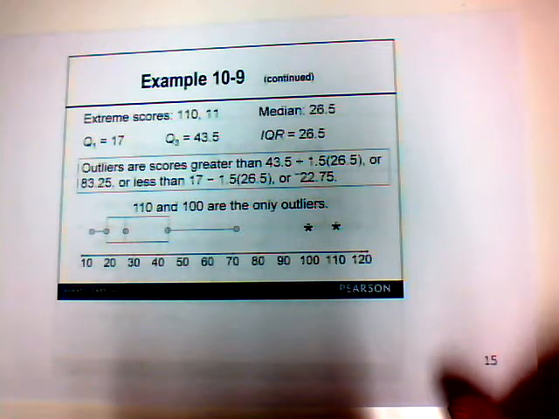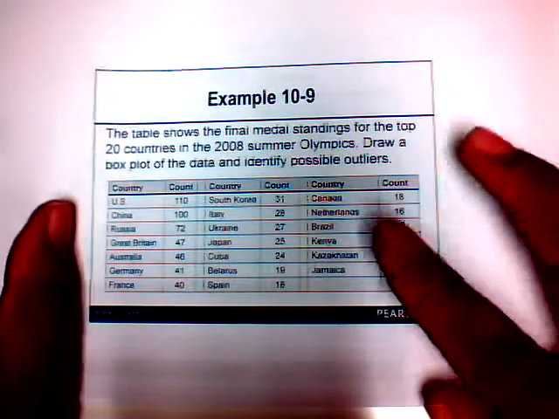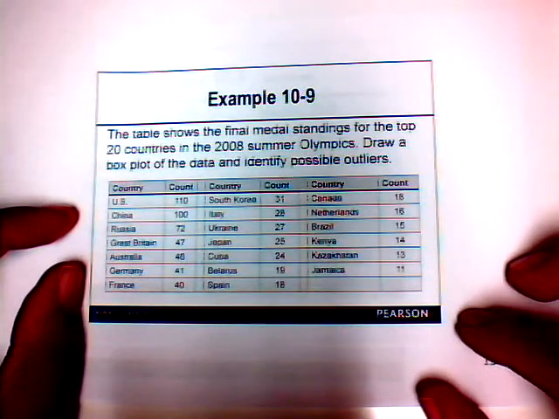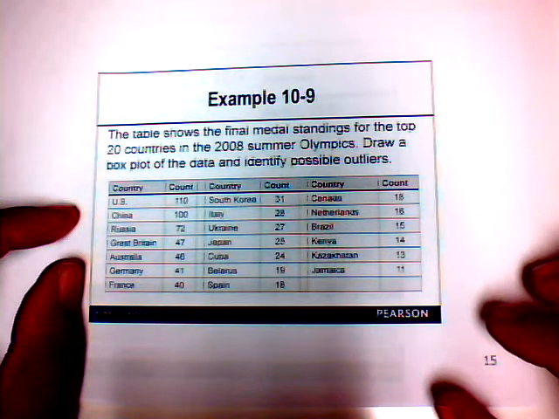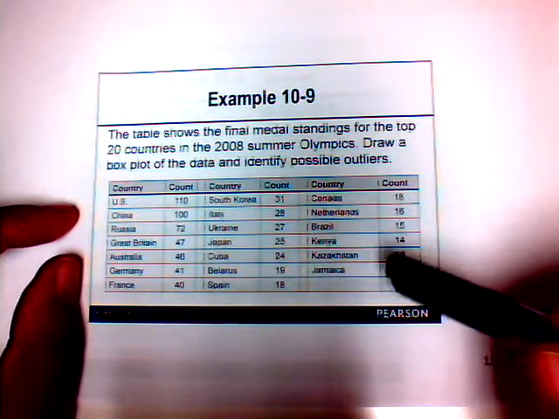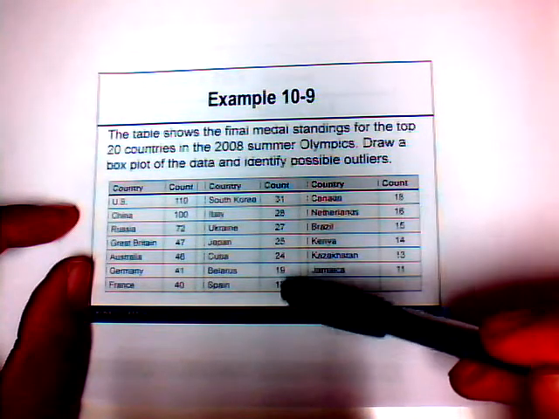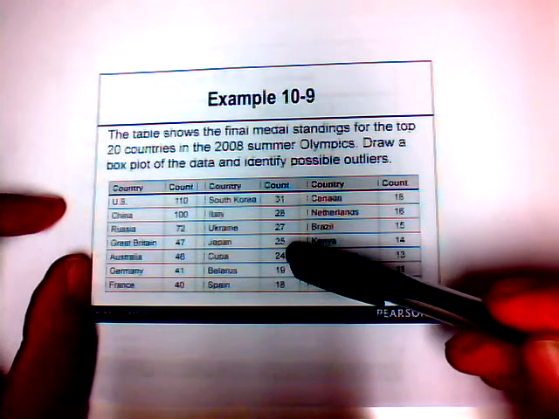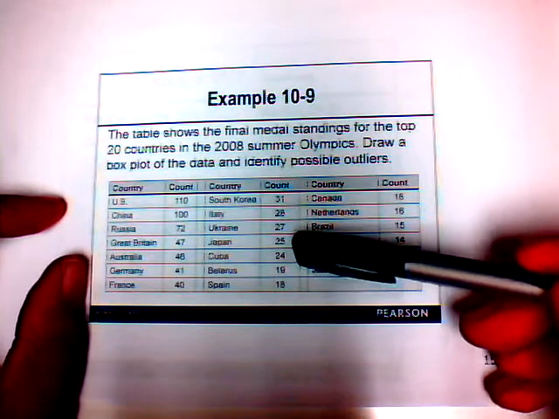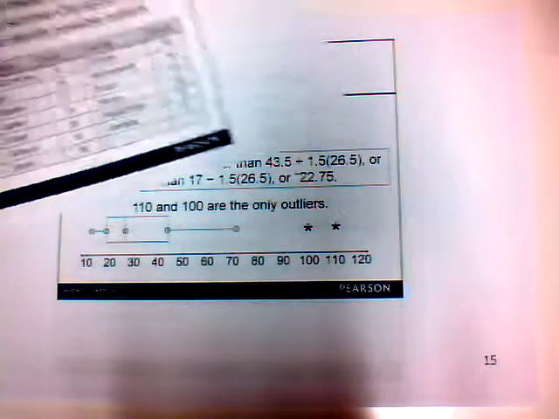And the median, if you were to sort this data, which I believe it is, and you find the median of those 20 countries, you have to consider the 10th and the 11th. So you consider 20, I think it's 25 and 27.